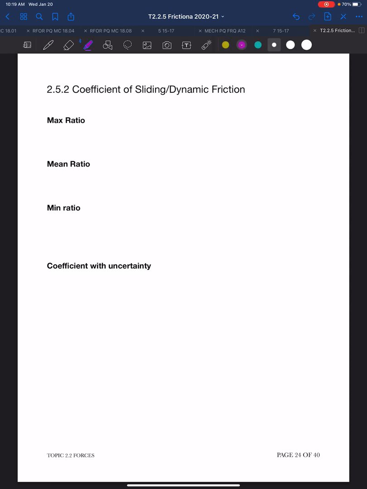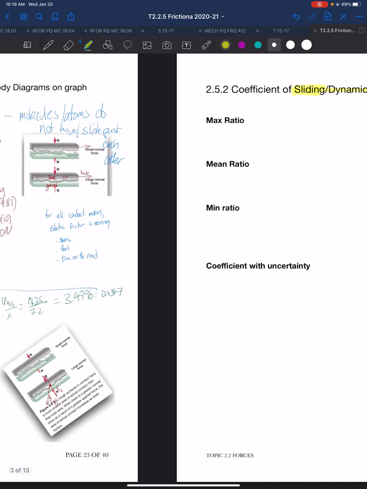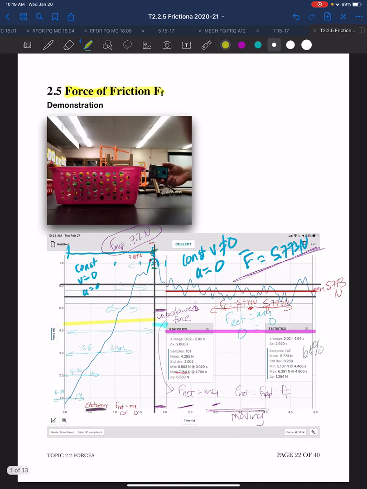In this installment, we're going to look at the coefficient of sliding or dynamic friction. And the key word here is sliding. What happens when the block slides? Refreshing ourselves with our experiment, we had the stationary case, which we've already dealt with, finding the coefficient of static friction. And now we're going to look at the case where it's traveling at constant velocity.